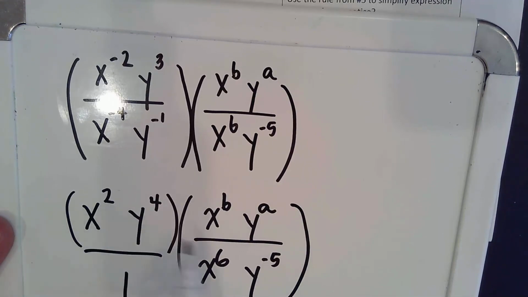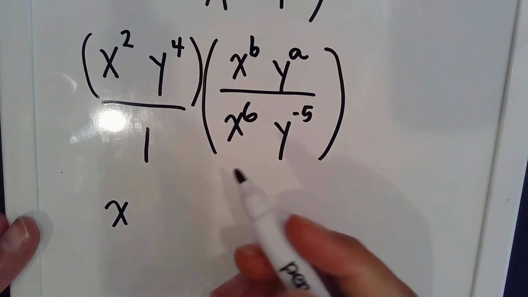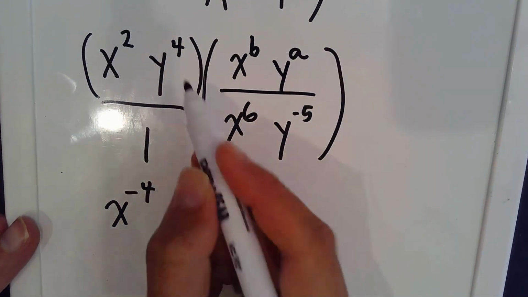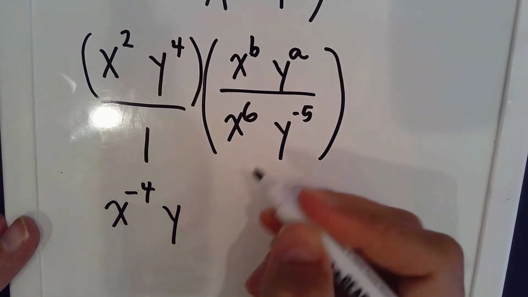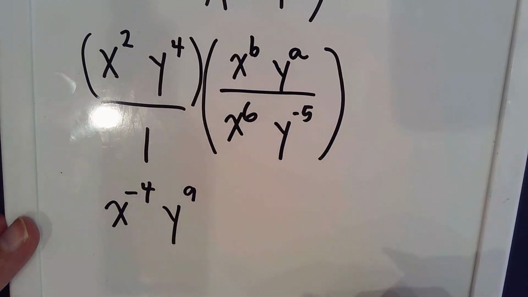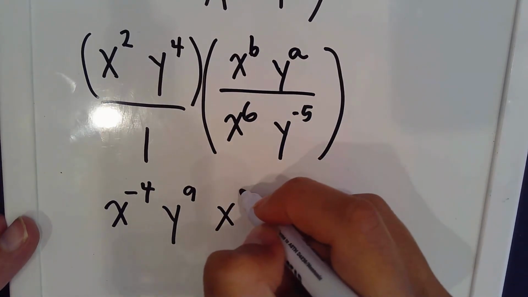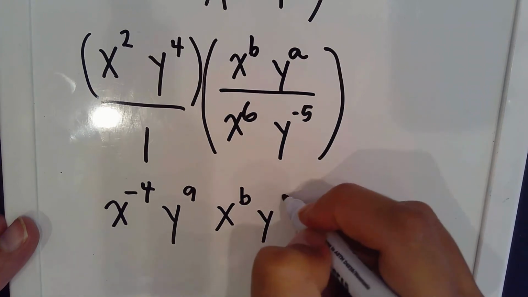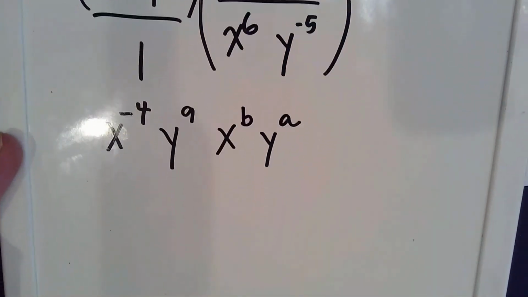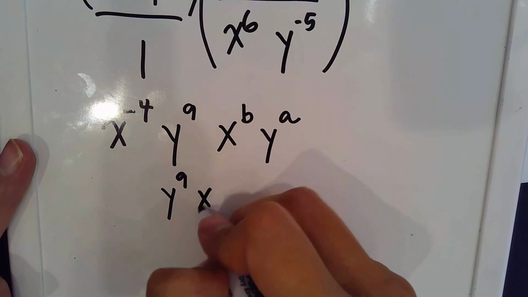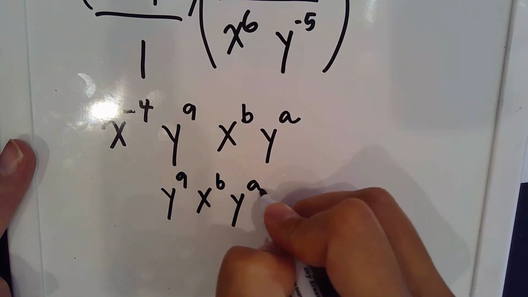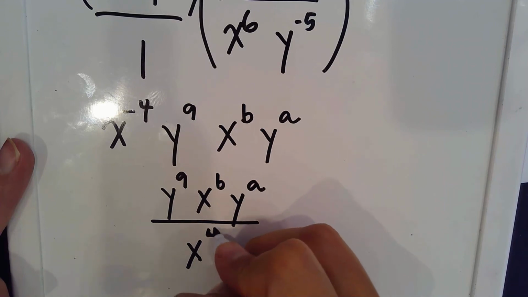So you can say 2 and minus a 6, so that turns into X. So 2 minus a 6, which is going to be a -4. Y to the 4th minus a -5, which is going to be Y to the 9th, turns into a positive there. And this is going to be X to the B, Y to the A. Okay. So I can just move this 1 to the denominator, so Y to the 9th, X to the B, Y to the A, over X to the 4th here, right?